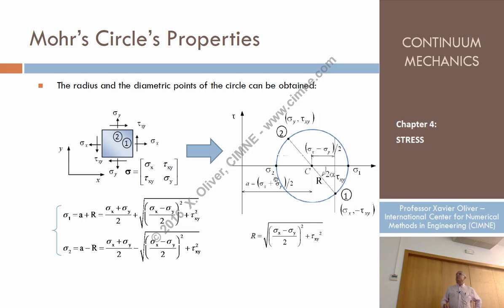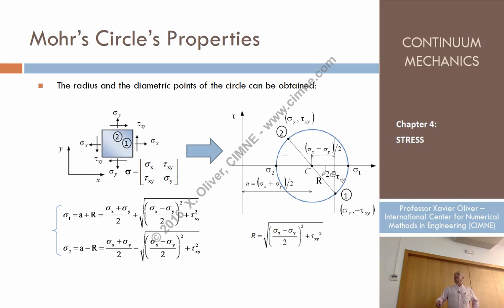For instance, look, if this is sigma x, tau xy, and this is sigma y, then we construct the corresponding Mohr circle. What are the principal stresses? Well, by construction, the radius here is that distance with the half point, since C is the half point of sigma 1, sigma 2, and is also the half point of sigma x, which is that distance, and sigma y, which is that distance. So that distance here is sigma x minus sigma y divided by 2.